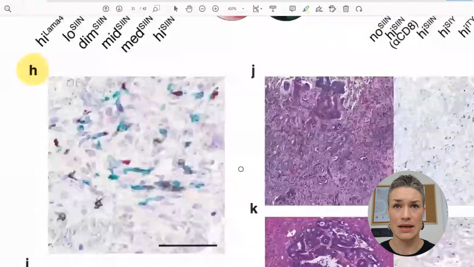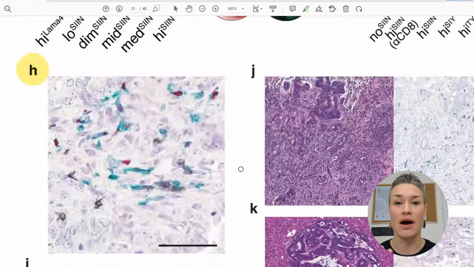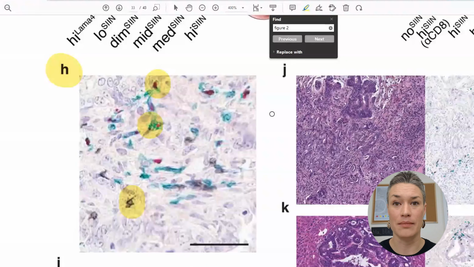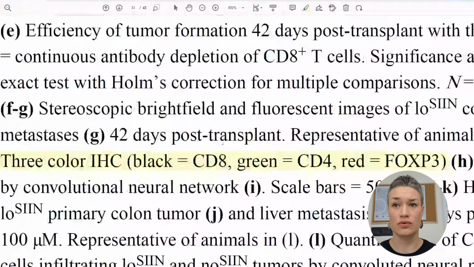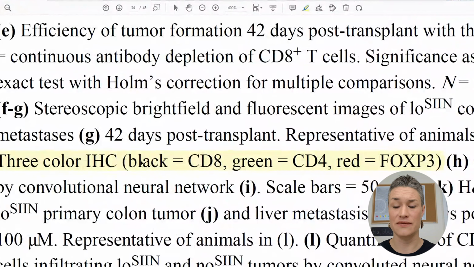This is tissue. In H, we see the section of the organoid. Because these were organoids, we didn't have to distinguish where exactly in stroma or in epithelium these cells were. They were injected into the mouse, and the authors wanted to quantify how many cells are in this very organoid. So we have red, green, and black stain, and they correspond to CD8 as the black stain, CD4 as the green stain, and red FOXP3. If we have a combination of red and green, then we have regulatory cells that are positive for those 2 markers, CD4 and FOXP3.